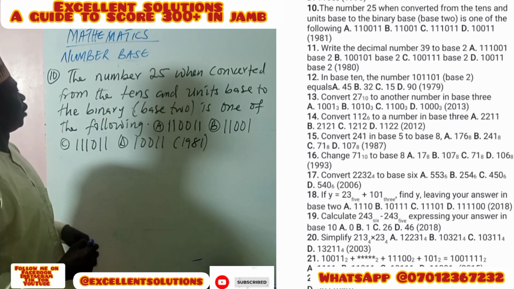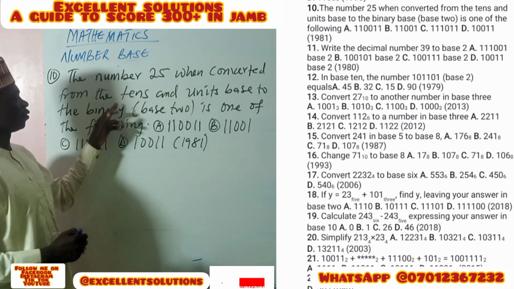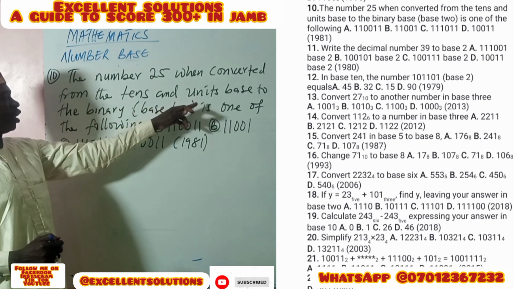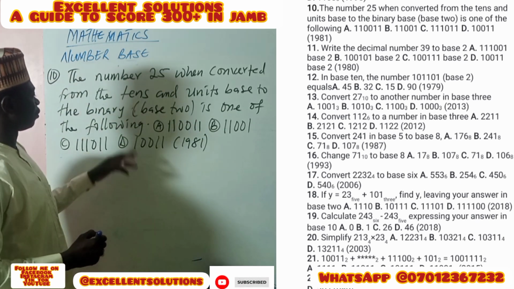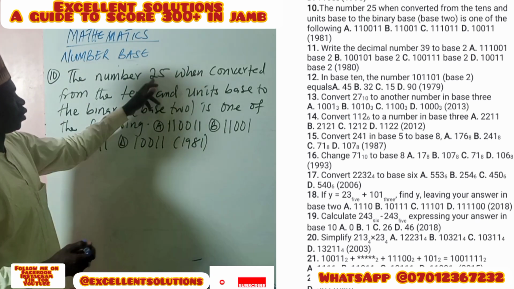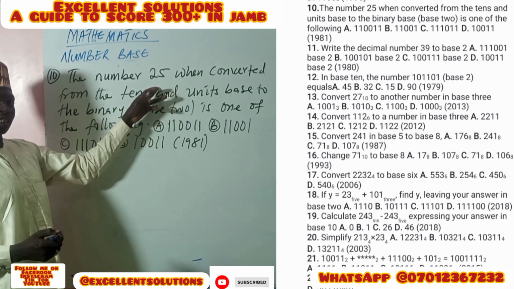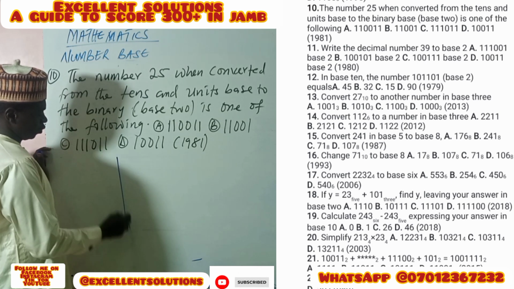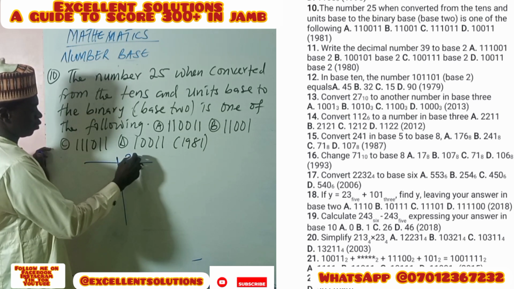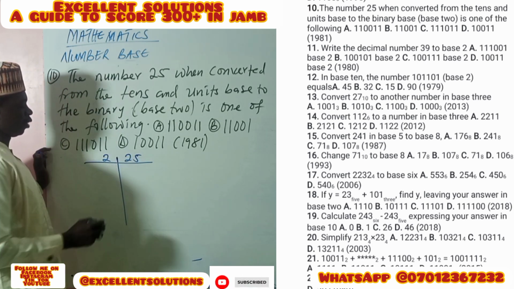We are continuing from our questions under number base, and this is question 10. Question 10 says number 25 when converted from the tens and unit base to the binary base 2 is one of the following. So if you look at it, this is 25 and we are asked to convert 25 into base 2. So the first thing we need to do, we put our number 25, we divide it by 2.